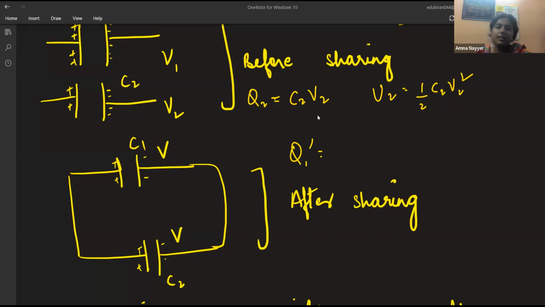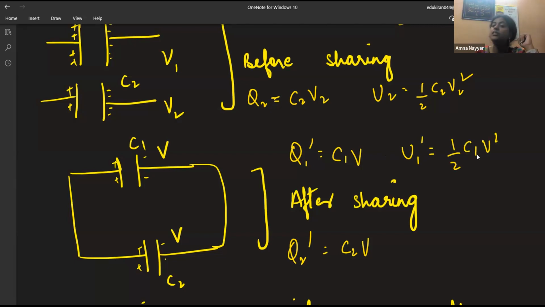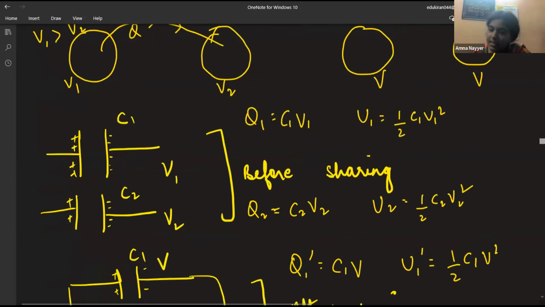What should be the value of charge now? This would be C1 into capital V, and Q2 dash would become C2 into capital V. Earlier, both were having different values of potential. Now, since a common potential has been achieved, we have two separate values of charges. The new energy will also become half C1 V square, and for the second capacitor, half C2 V square. This is the case before sharing, and this is the case after sharing.